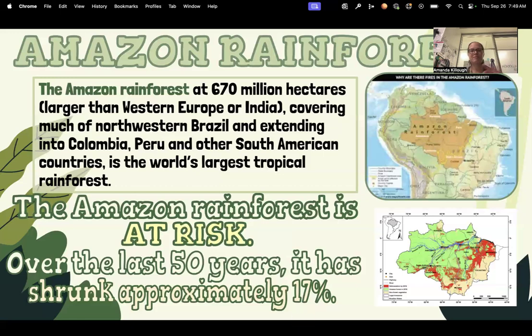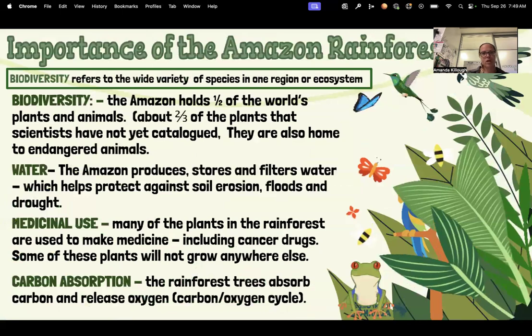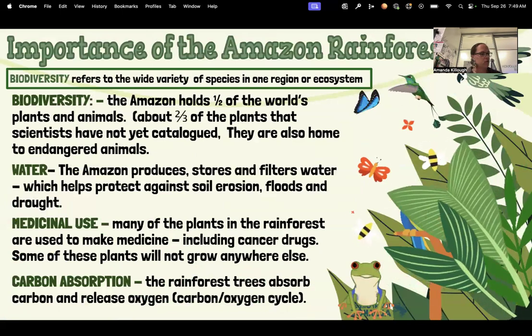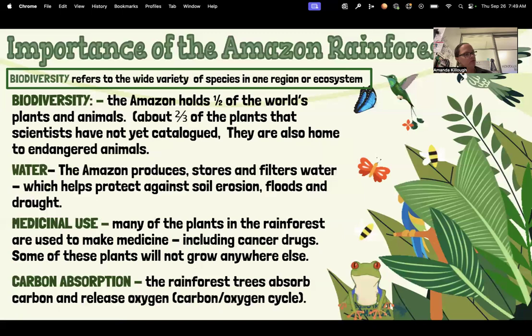It's huge. It's massive. And over the last 50 years, it's shrunk by 17%. So it's an alarming rate at which they are deforesting the Amazon. A very alarming rate. And so here's what it looks like. We should be on the backside of our notes.